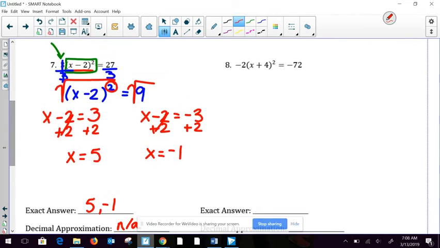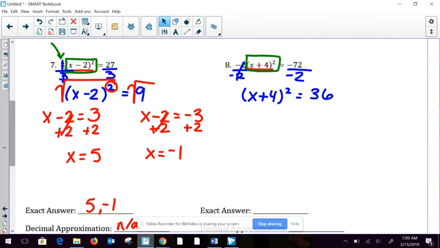Okay, one more. Let's give it a shot. Again, I'm looking at my parentheses. So I'm going to box them out. There's my parentheses. Is there anything outside the parentheses I need to get rid of? Yes. I need to divide both sides by negative 2. When I do that, I have x plus 4 squared in parentheses, and then I need to carefully punch this into my calculator. What is negative 72 divided by negative 2? Great job. It's a positive 36.